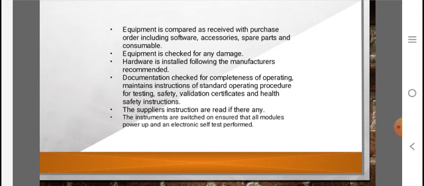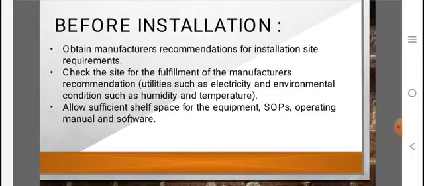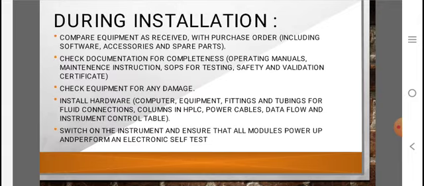The instruments are switched on, ensuring that all modules power up and an electronic self-test is performed. Before installation, obtain the manufacturer's recommendations for installation site requirements. Check the site for the fulfillment of the manufacturer's recommendations. Allow sufficient shelf space for the equipment, SOPs, operating manual and software. During installation, compare equipment as received with the purchase order. Check documentation for completeness. Check equipment for any damage.